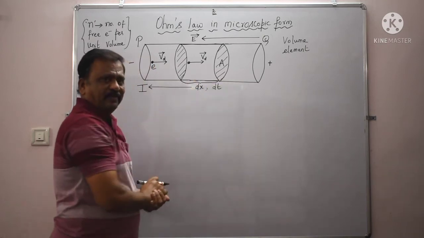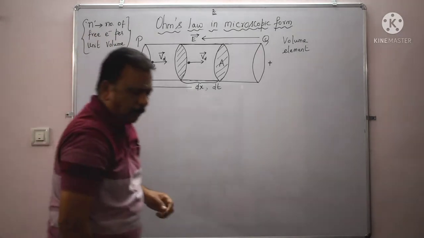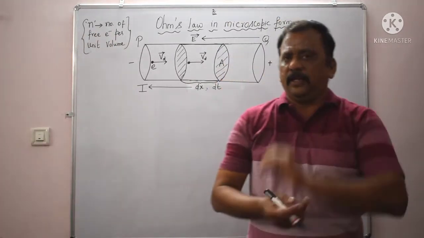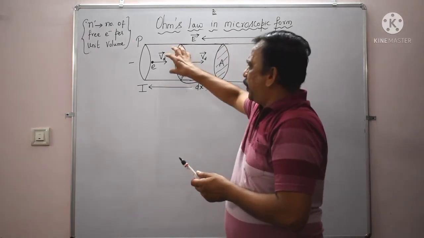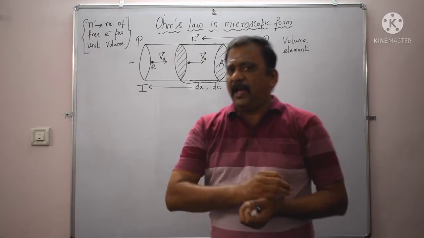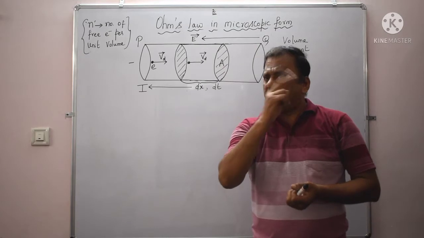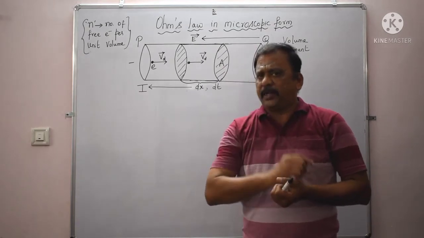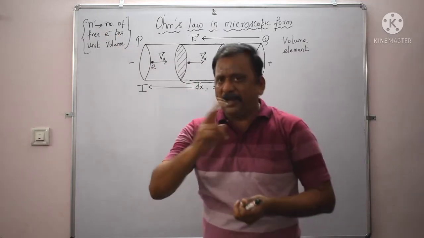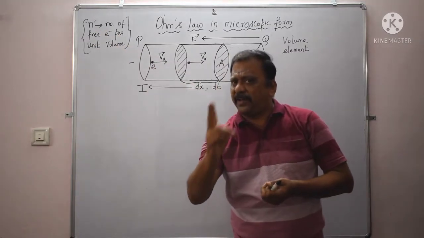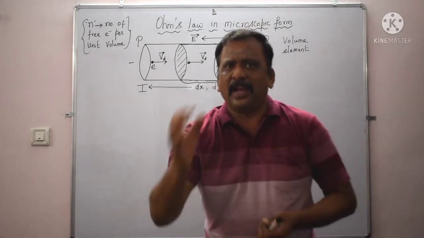Let me imagine that small n is the number of free electrons per unit volume of the conductor. Unit volume means 1 meter cube. If I choose 1 meter cube volume of this conductor, I can find n free electrons. So what will be the number of electrons in 2 meter cube volume? In 1 meter cube, that is in unit volume, there are n free electrons. Therefore, in 2 meter cube, there will be 2n free electrons. In 5 meter cube, there will be 5n free electrons.